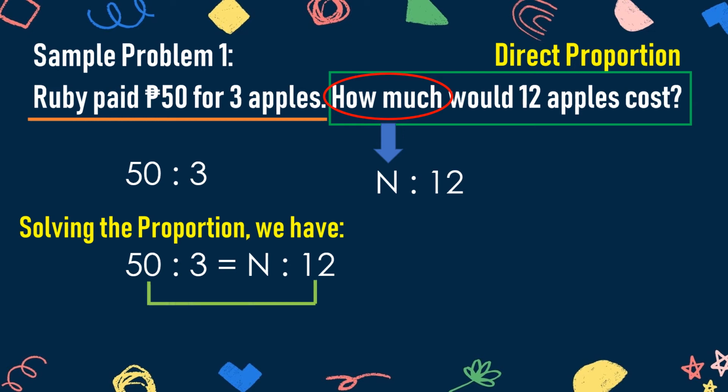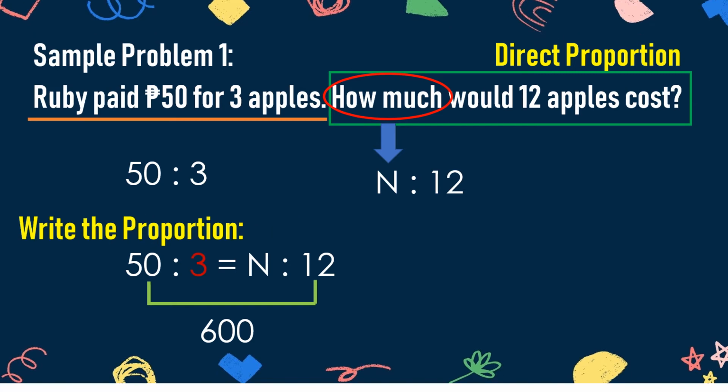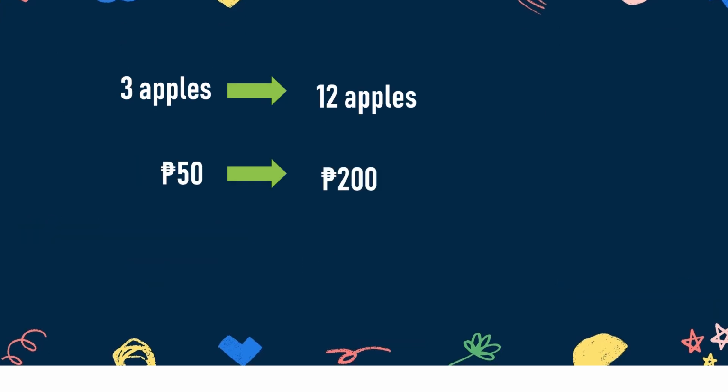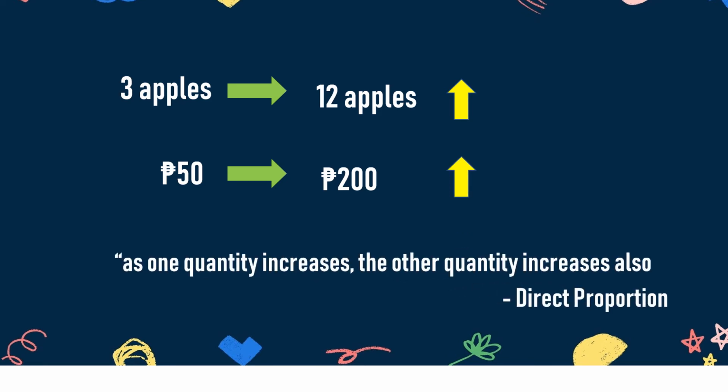So 50 times 12 equals 600. Then, we divide it by the given in the means, which is 3. 600 divided by 3 equals 200. N is now equal to 200, which means 12 apples cost 200 pesos. We can see clearly in the data that there is an increase in the first quantity as well as the other quantity, thus proving that the problem is really a direct proportion.